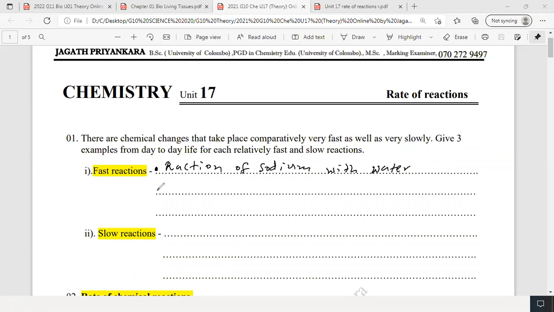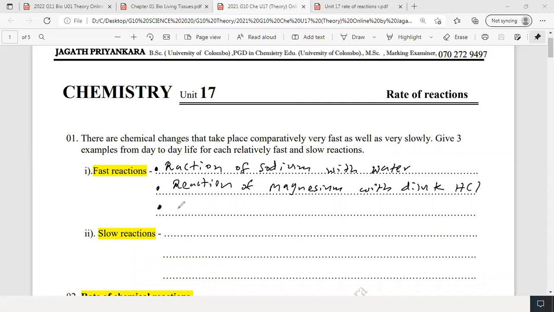If you take the reaction of magnesium with dilute acids, the reaction of magnesium with dilute HCl or dilute acid, that is fast. Not only that, ignition of petrol or LP gas. Now you can see, the gas suddenly blasts like a bomb in the kitchen; the LP gas cylinder, LPG, catches fire.